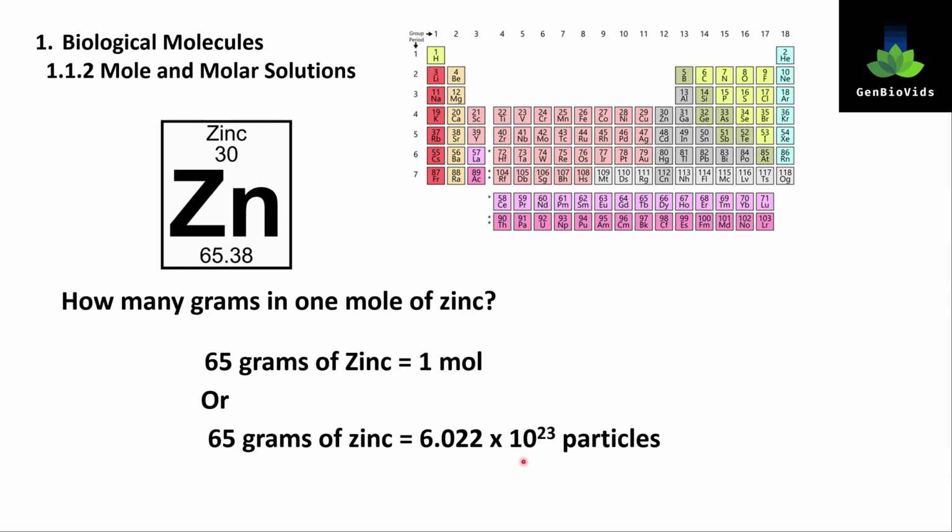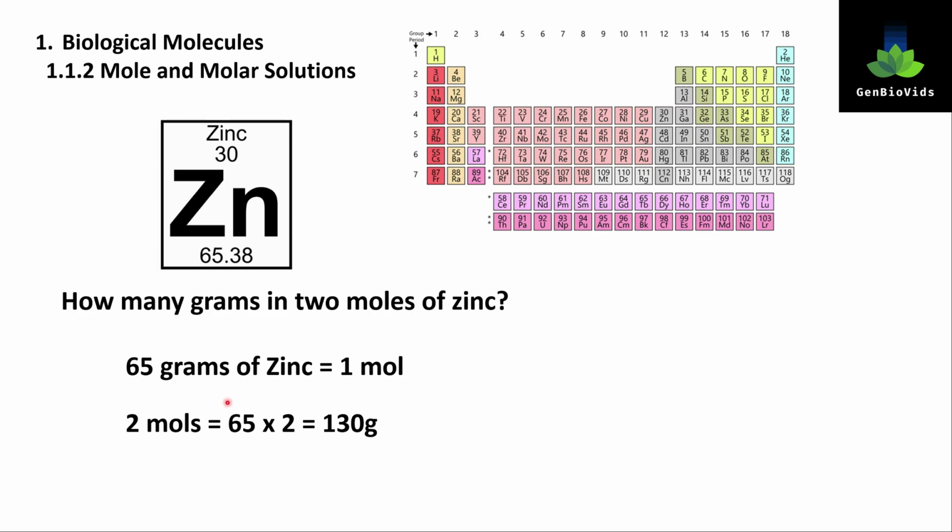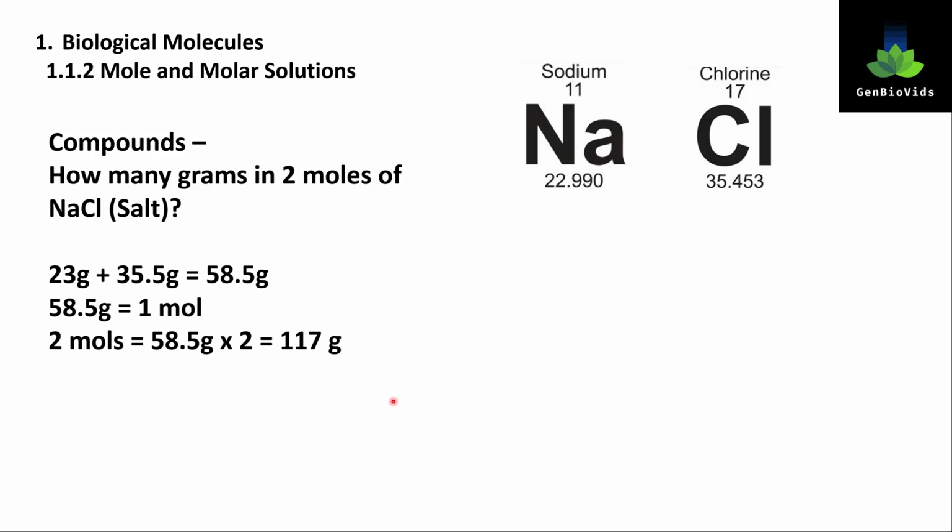So, how many grams are in 2 moles of zinc? So 2 moles is simply 65 times 2, which is 130 grams. The same principle can be applied to compounds. So here we have salt, or sodium chloride, NaCl, and we know the individual atomic mass numbers of both of the elements. So to 1 decimal place, sodium has an atomic mass number of 23, and chlorine has an atomic mass number of 35.5.